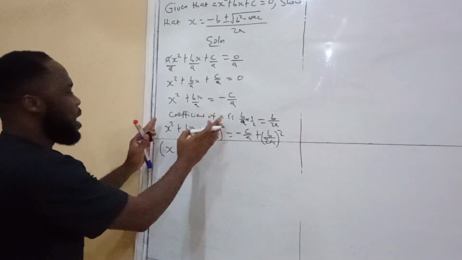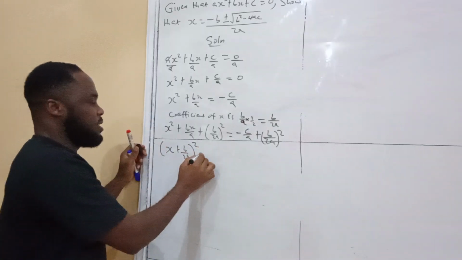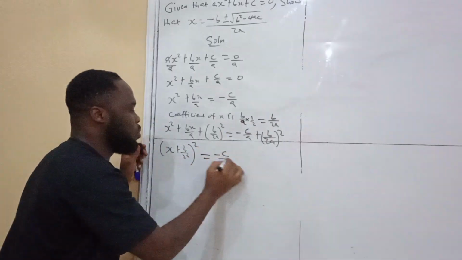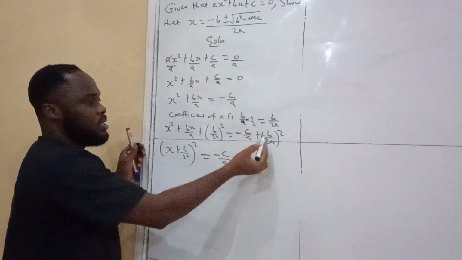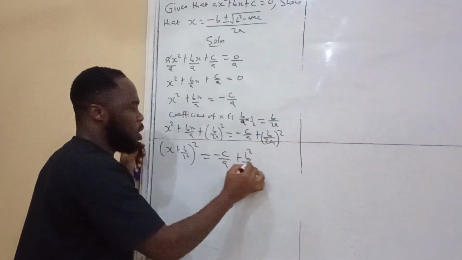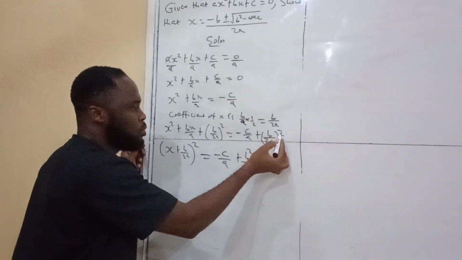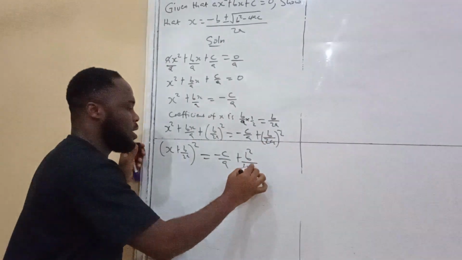So that means we have factorized this, and this equals minus c over a plus, let us expand this. b raised to power 2 is b squared, all over 2a raised to power 2, which is 4a squared.